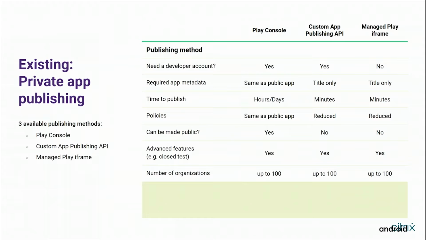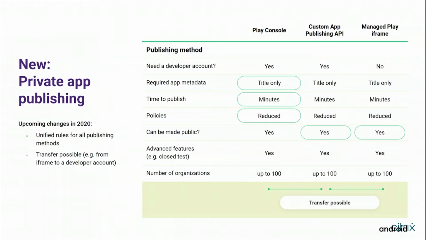So if you take a look at the table, there are now 3 different methods to publish a private app: directly from the Play console, from the iframe, and via the custom app publishing API, which can be used to programmatically publish private apps. The API and iframe both benefit from the fast process, while the console still follows the same process as public apps.